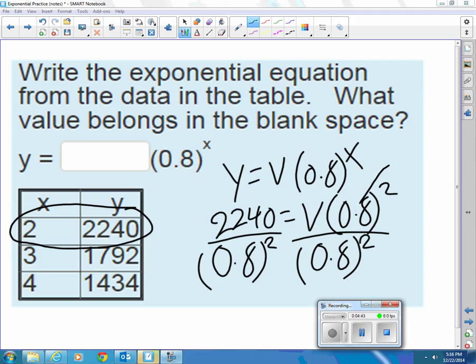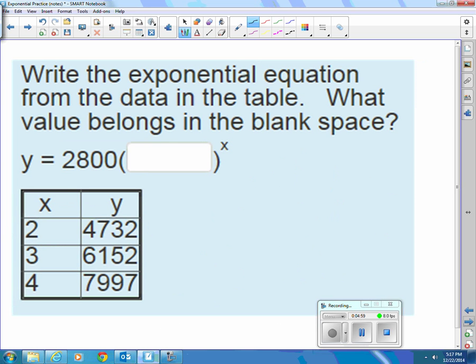0.8 squared divided by 0.8 squared is 1. 1 times v is v. 2,240 divided by 0.8 squared is 3,500. They give us the starting value.